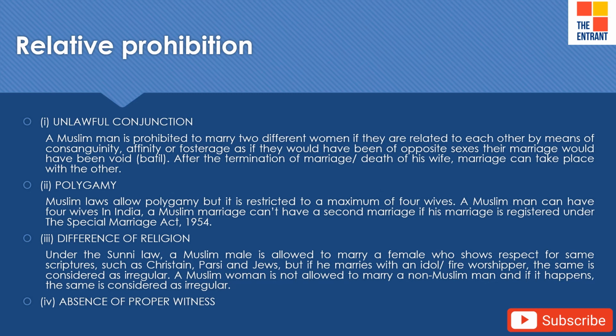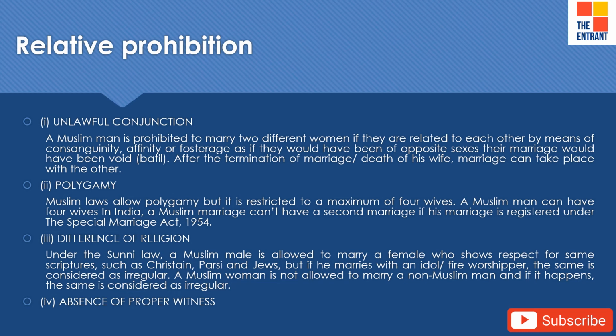Second, being polygamy. Muslim law allows polygamy, but it is restricted to a maximum of 4 wives. A Muslim man can have 4 wives. In India, a Muslim man can't have a second marriage if his marriage is registered under the Special Marriage Act of 1954.